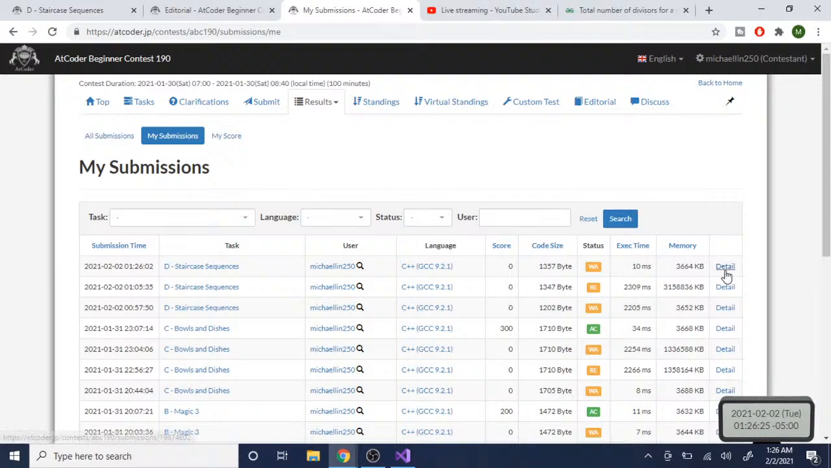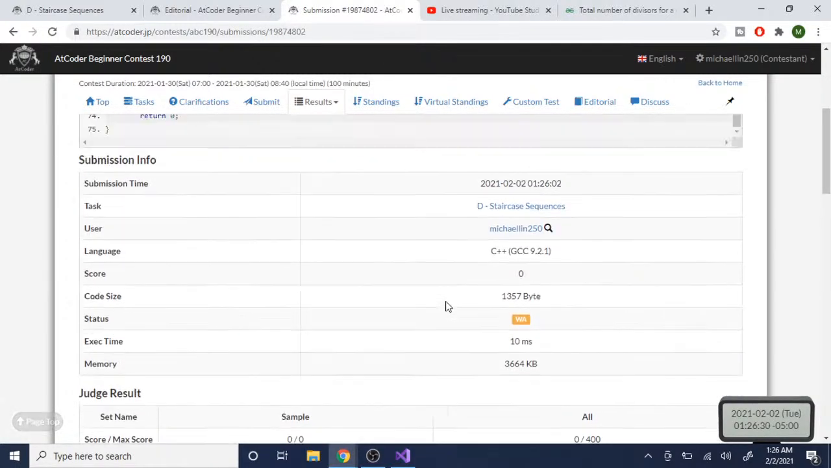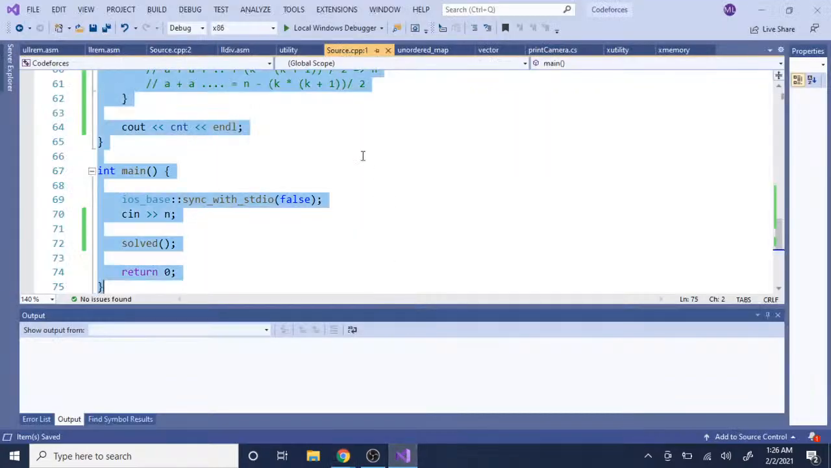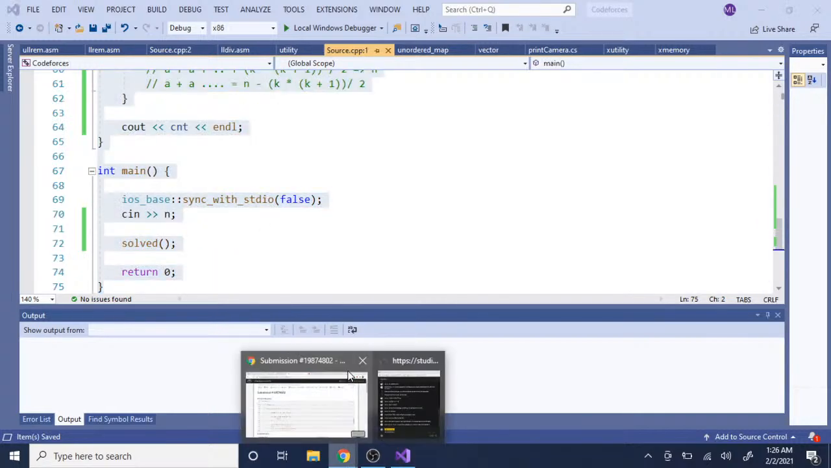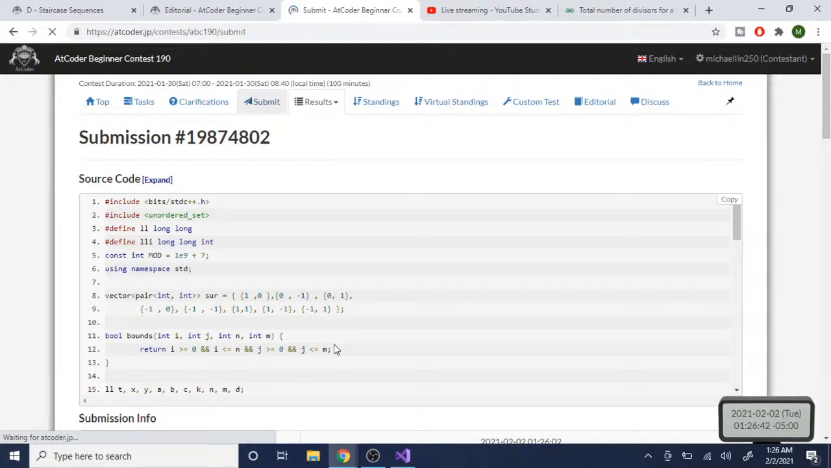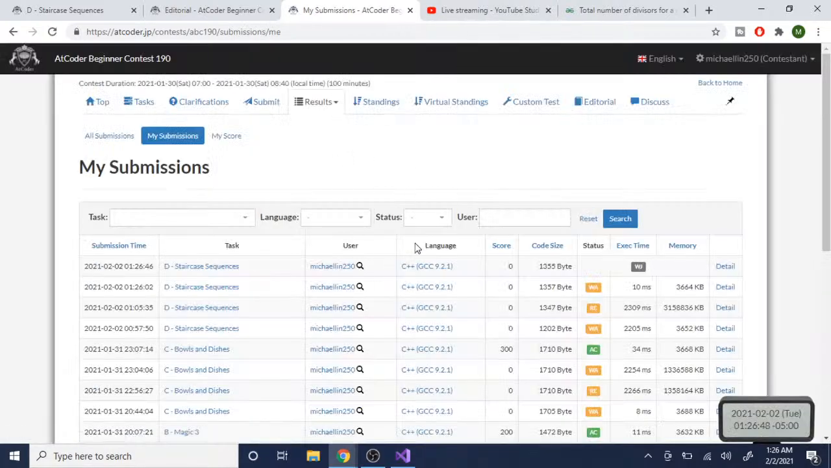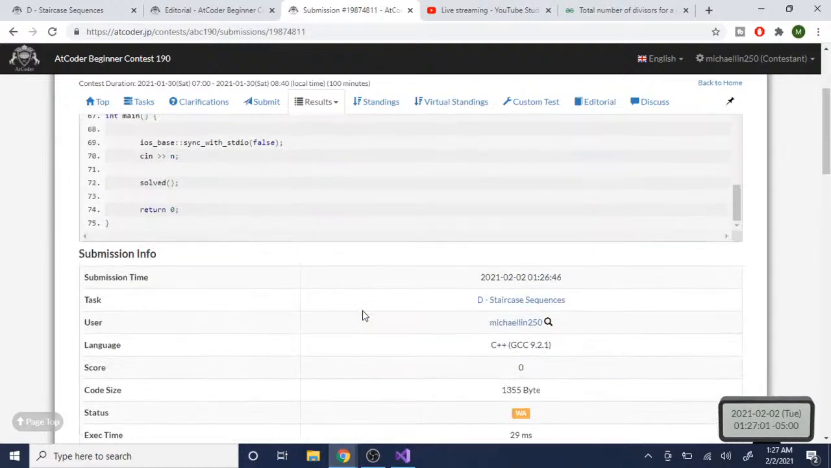Okay, I got wrong answer. What's the problem? I did val mod by val. It should be a. So this solution makes more sense to me than the other one. Why am I getting wrong answer?